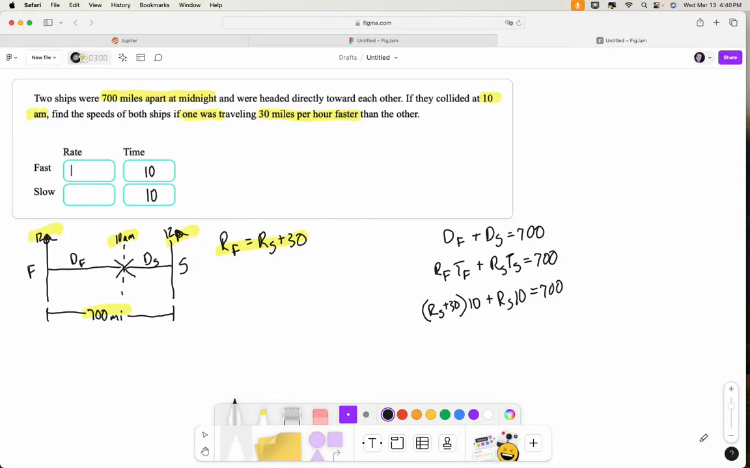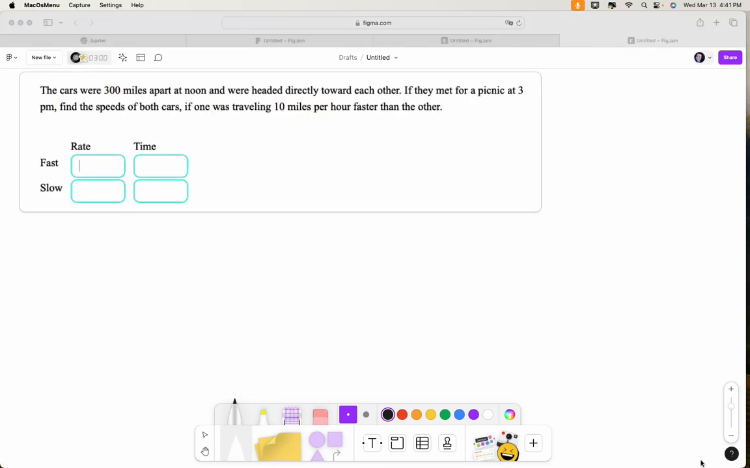All right, let's do the last one. I think there's only one more. All right, so this is the last one. And this one is almost exactly like the previous problem. So let's highlight our information.